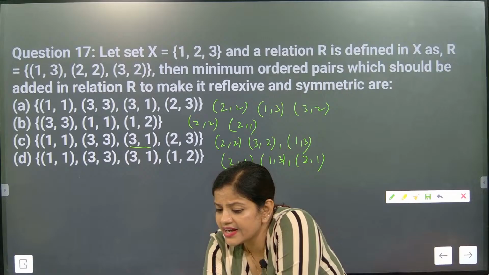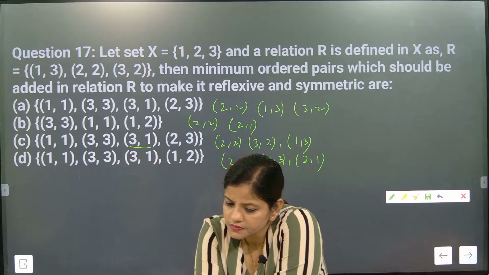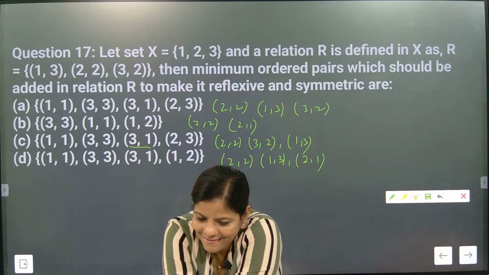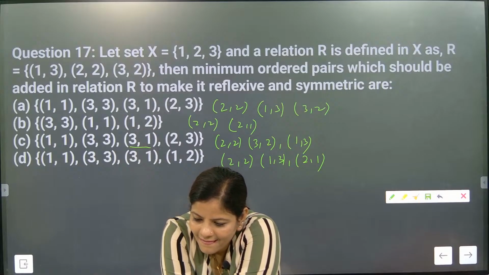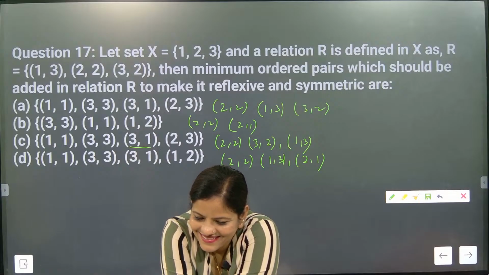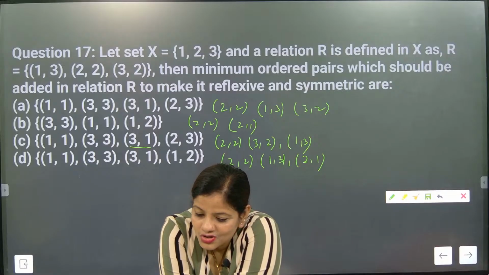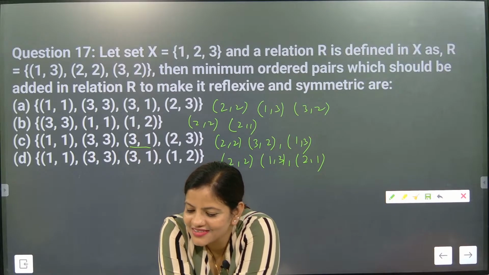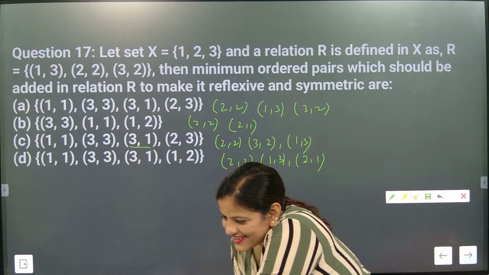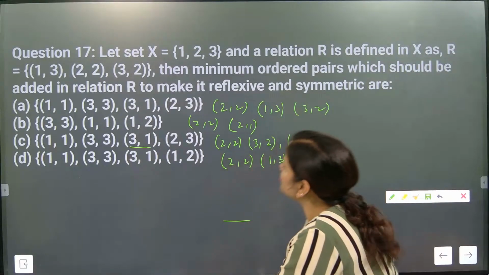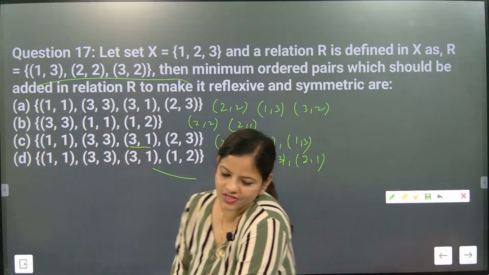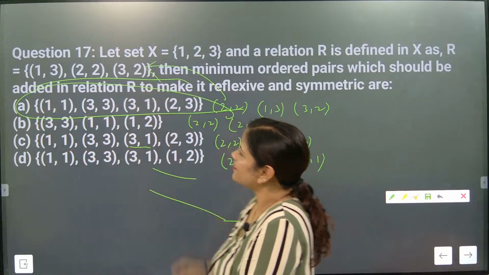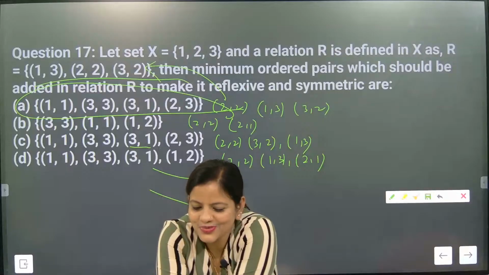So which one is the correct answer now? What is the correct answer here? (2,2), (1,3), (3,2). The correct answer is A. Absolutely correct, boss. Because this is given here only. This and this is this. So this one needing this one, and this is coming correct. This is what I was waiting for.